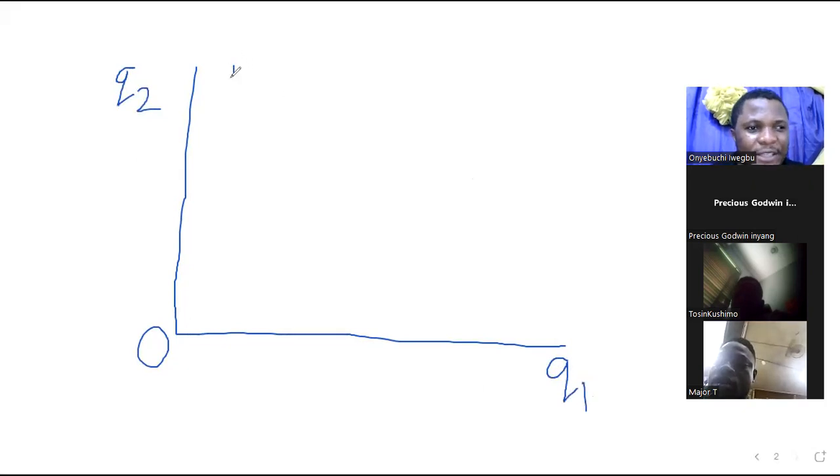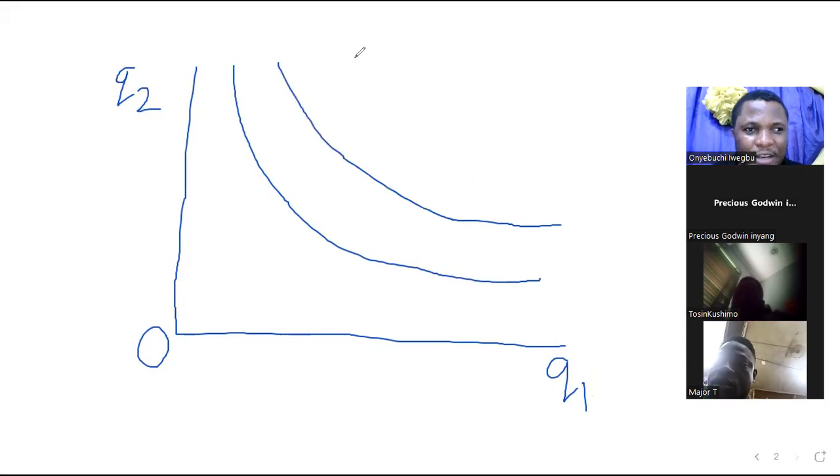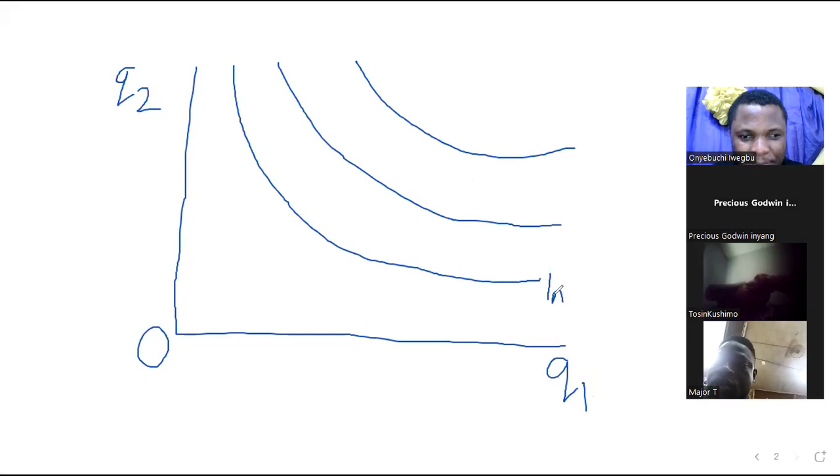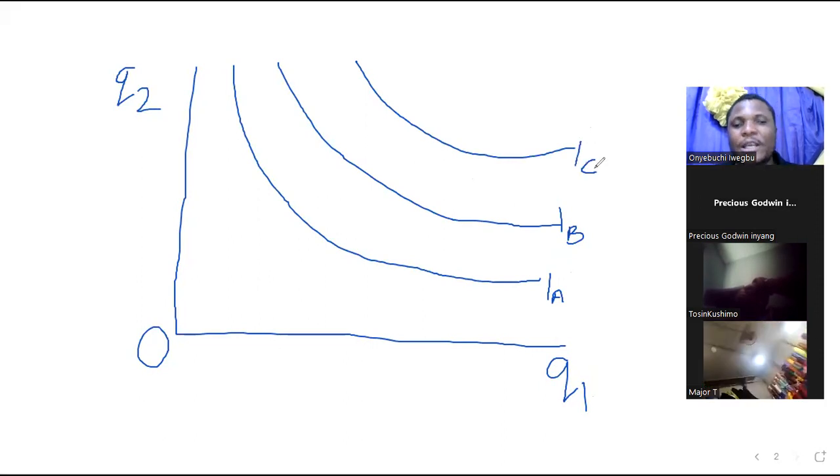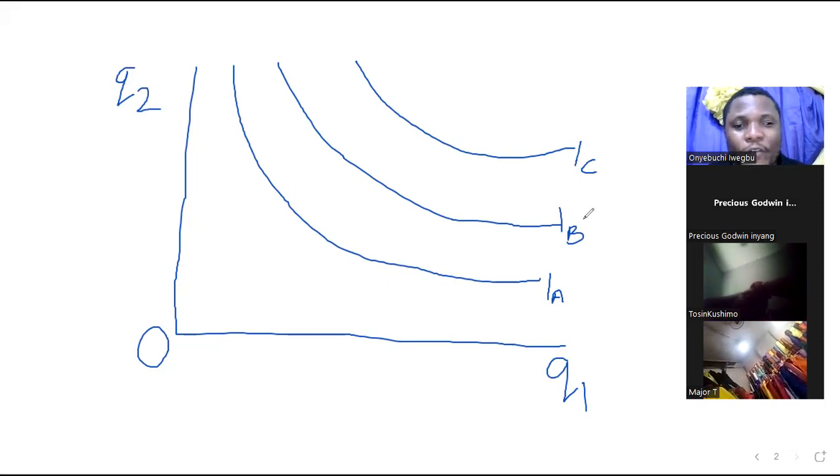Now, if I have different indifference curves, this is one indifference curve, this is another indifference curve. This is indifference curve A, for example. This is indifference curve B, for example. And this is indifference curve C, for example. The property says, remember that any point on this indifference curve A, my satisfaction remains the same. But the satisfaction of the points on indifference curve B is different from that of A.